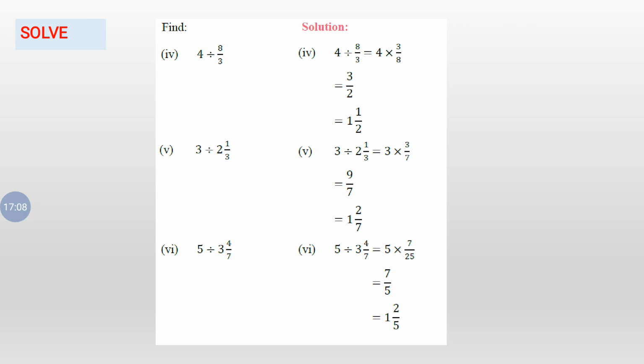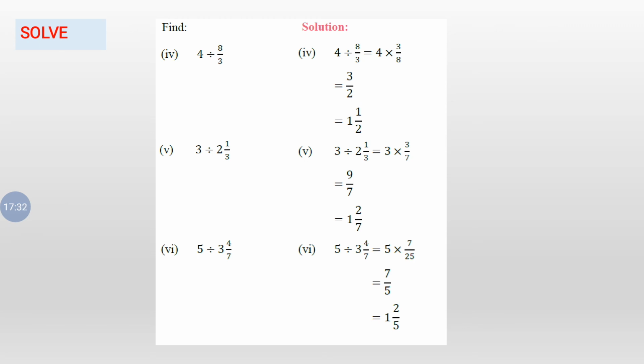7 by 25. So 7 5s are 35, divided by 1 25s are 25. So reducing to the simplest form, numerator and denominator are divided by 5. 7 5s are 35, 5 5s are 25. We get the value 7 by 5. So that is an improper fraction. So we convert it to a mixed fraction. We get the value 1 2 by 5.